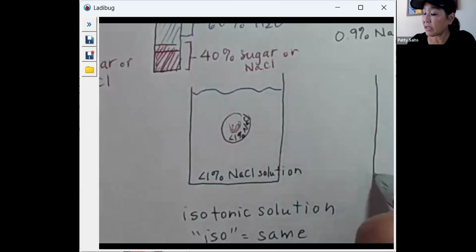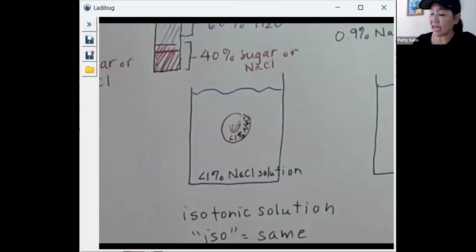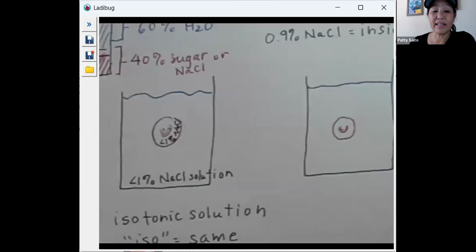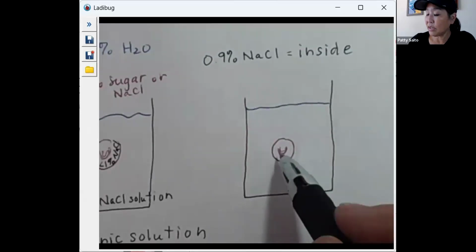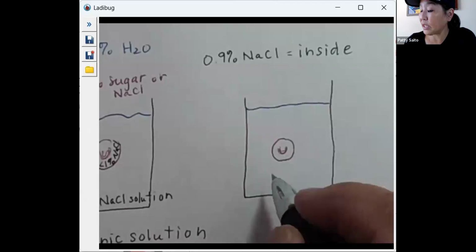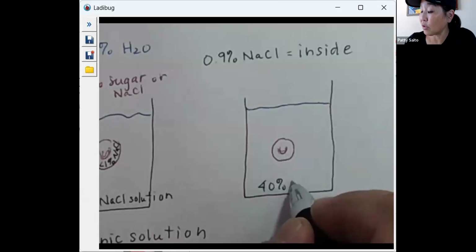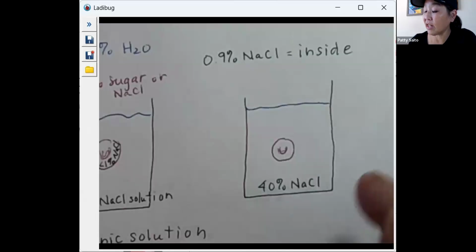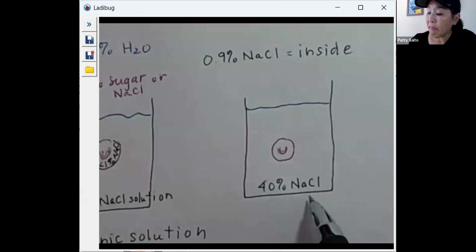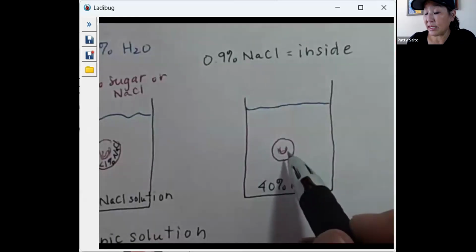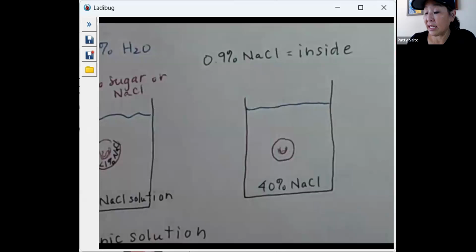Now, what if we put the red blood cell into a solution? And we know the solution inside is always the same. So it is 0.9% NaCl. This is always the same, but let's say I drop it into a 40% salt. Okay, a lot of salt. Very salty solution out here. But inside, it's 1% or less than 1%.